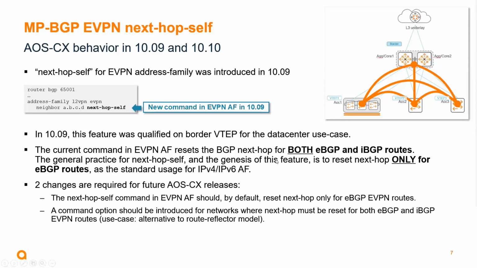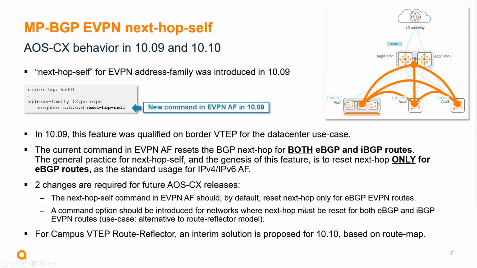That will require some change in the future CX releases that are planned. So in future, the Next-Hop Self command should reset the next hop, without any further option on that command, only for the external BGP EVPN routes. Later on, we'll introduce a command option to perform the same behavior as today, which is for both EBGP and IBGP EVPN routes. But that's not the initial intent. The initial intent was to have only EBGP EVPN routes.